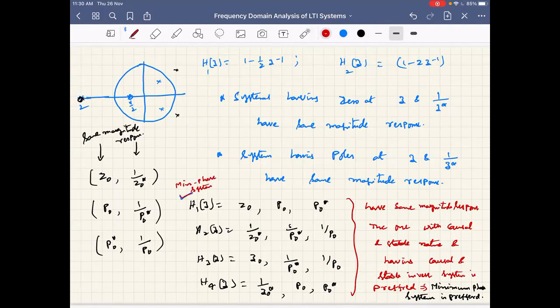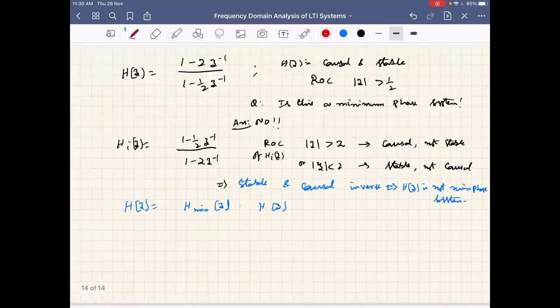Okay, because not all poles and zeros are inside and its inverse is also inside. But the remaining are not minimum phase. So see, I want the magnitude response to be preserved with H of z, but still, this is not minimum phase.